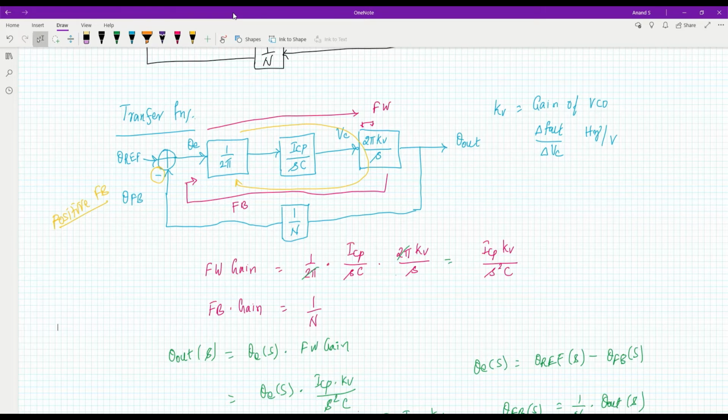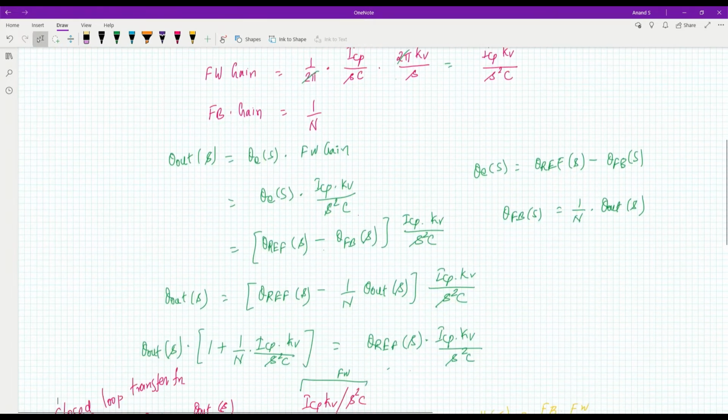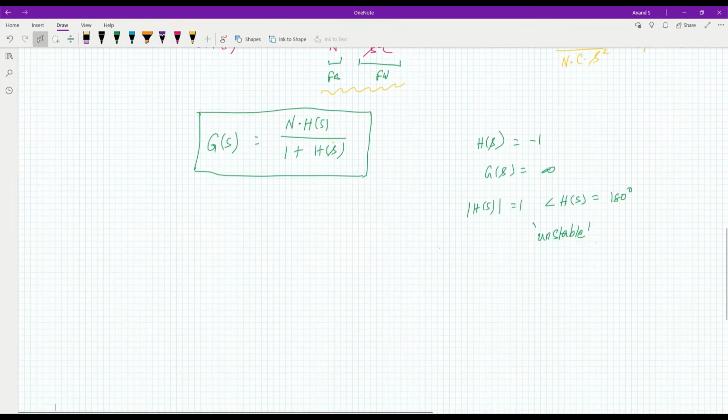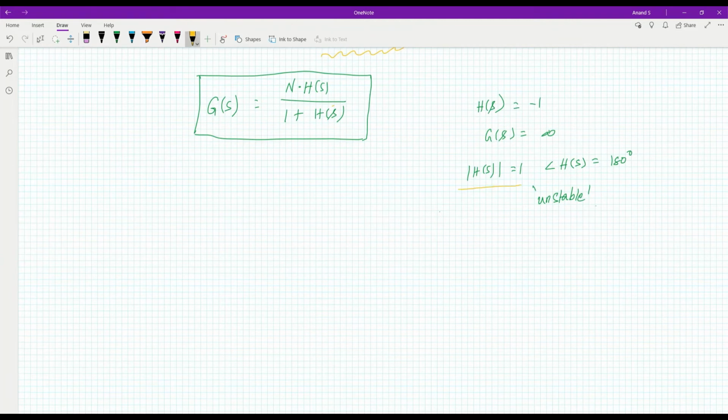So in order to make the system stable, what we need to do is break these two conditions. Okay, so whenever the gain is greater than 1, the angle should be less than 180 degrees, or whenever the angle is greater than 180 degrees, the gain should be less than 1. Okay, so let us analyze this loop gain to see whether it will meet that condition or not.